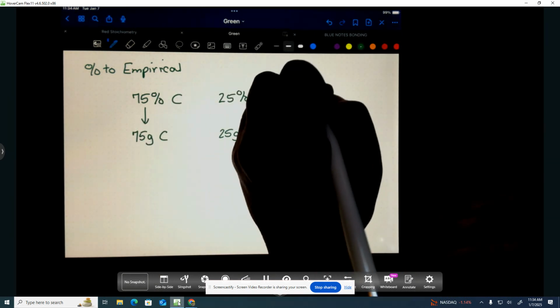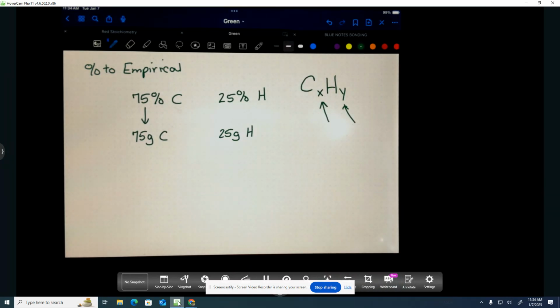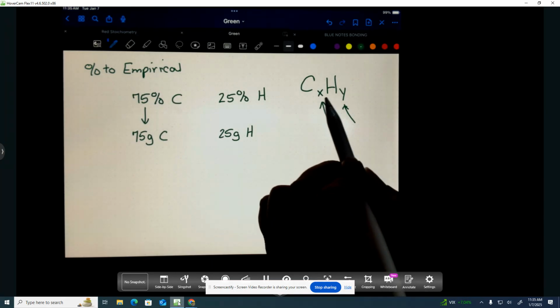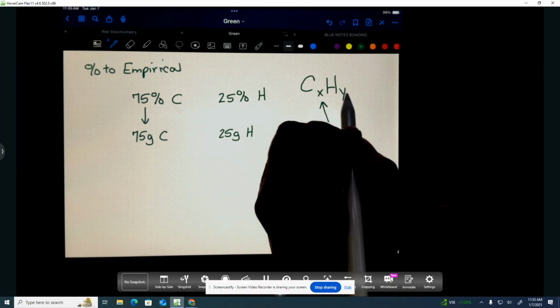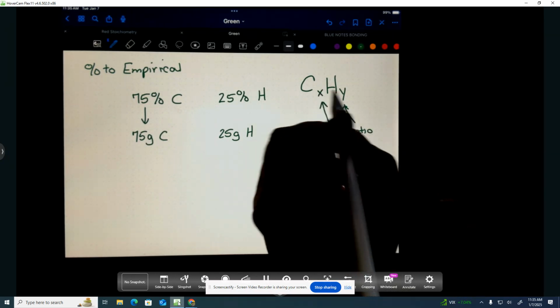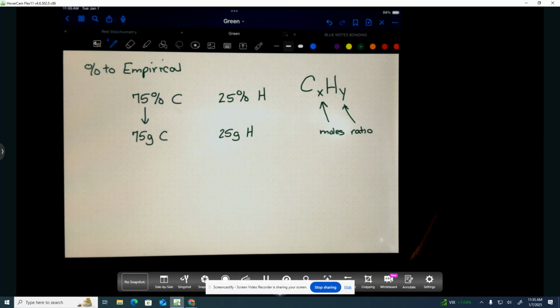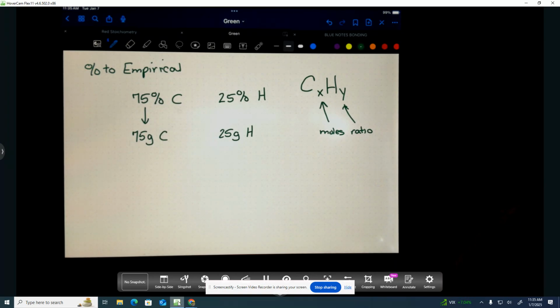We are looking for these numbers down here, the X and the Y, because we want to find the empirical formula. Those numbers, the X and the Y, are moles. They're telling you how many groups of carbon and how many groups of hydrogen you have. And this is a mole ratio, X to Y. A lot of times they'll ask you what the mole ratio is. You just look at X to Y.